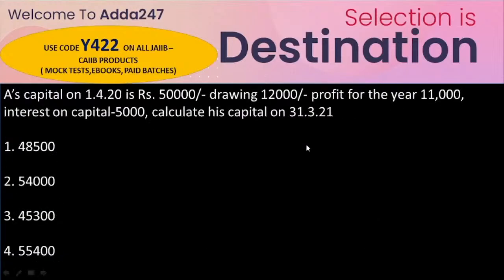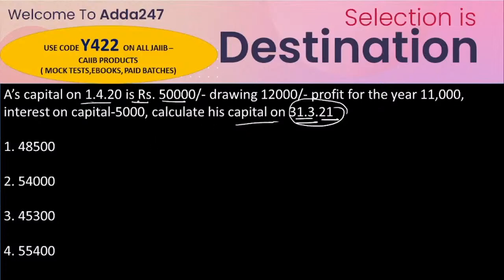Now another question that is related to A's capital on the first of April, that is given as 50,000 rupees, and drawings are given. Profit for the year is given, interest on the capital is given, and we have to calculate the capital on the 31st March. Look, in these kinds of questions, whenever the initial capital is given and the final capital is asked in the question, you just understand by this.